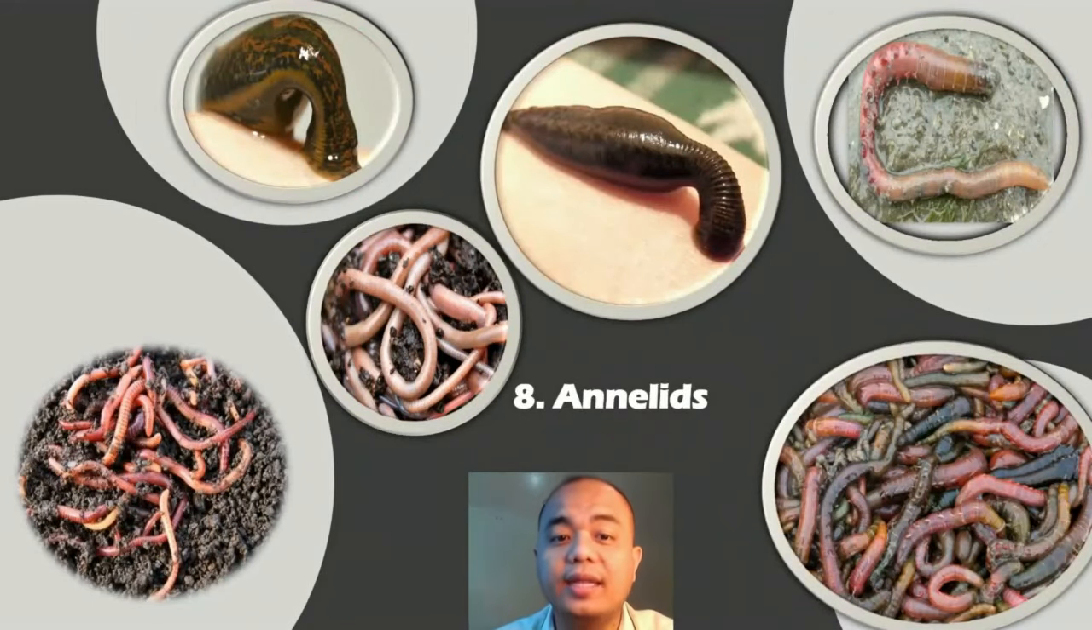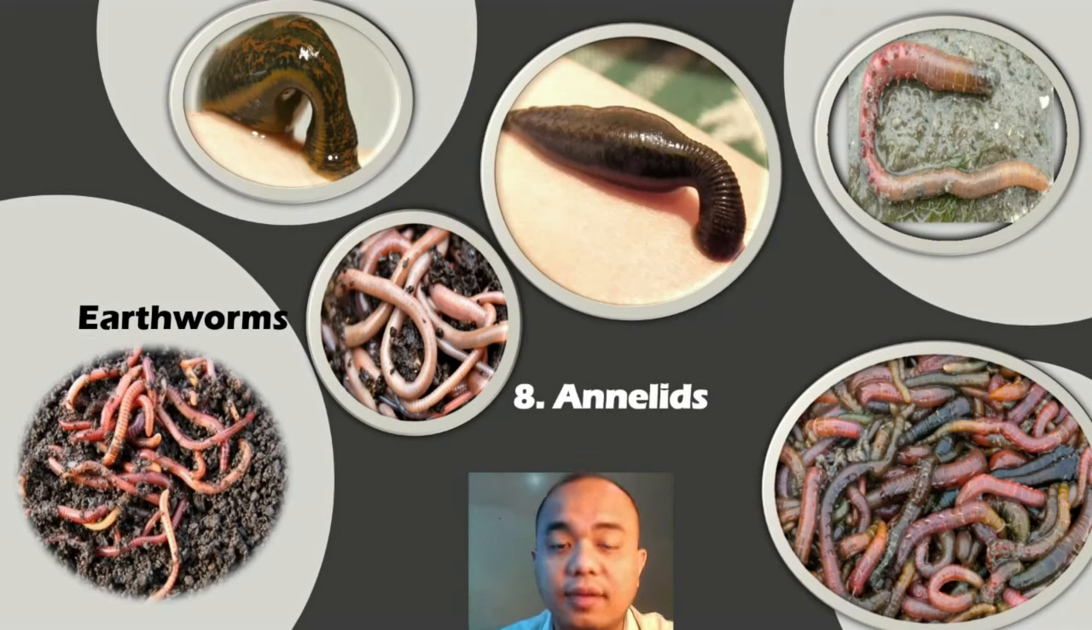The third type of worm and the eighth classification of invertebrate animals are annelids. Annelids are segmented worms. These are elongated worm-like animals with externally evident segmentation. As you see here on the screen, their bodies are segmented and they are also called ringed animals. Their segmented bodies allow for specialization of tissues and for efficient movement, just like the earthworms. Their segmented bodies allow them to move freely even though they don't have feet. Because of their bodies, they are able to move efficiently.